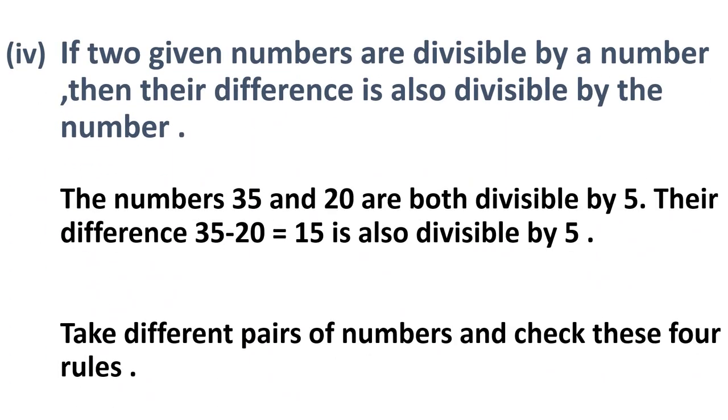Now see the next rule, that is the fourth. If two given numbers are divisible by a number, then their difference is also divisible by that number. In the third rule we saw that their sum is also divisible by that number. In this, the difference is also divisible by that number. The two numbers that we are taking here are 35 and 20. They both are divisible by 5. Their difference is 35 minus 20, 15. It is also divisible by 5.